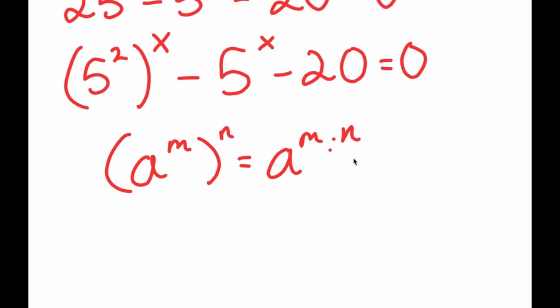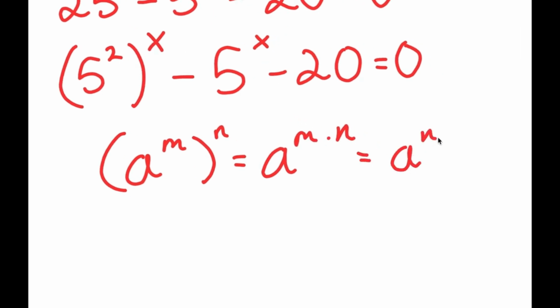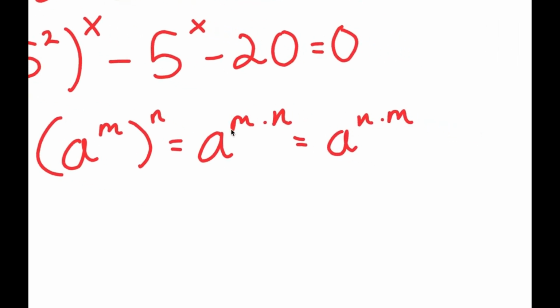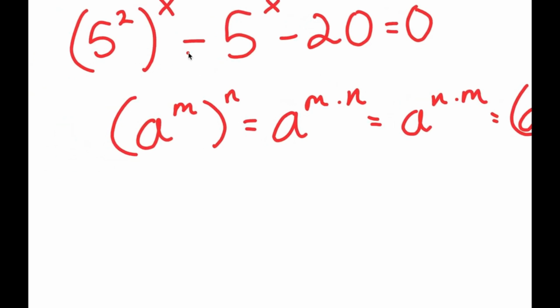And a to the power of m times n, I can rewrite as a to the power of n times m. So if a to the power of m times n is equal to a to the power of m to the power of n, then a to the power of n times m should equal a to the power of n to the power of m. So 5 to the power of 2 to the power of x is going to equal 5 to the power of x to the power of 2.